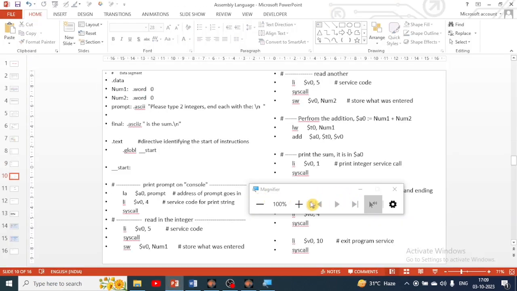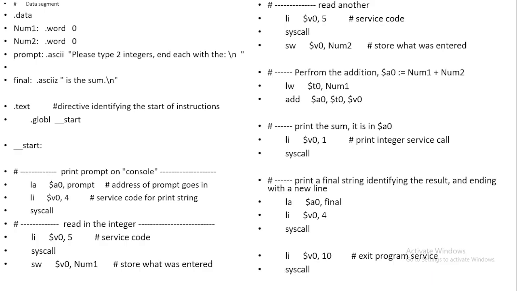Now after that, see this example. This is a very nice example. Here we are taking two numbers, num1 and num2, both of type word, and we have initialized them to 0. Then we have taken a label prompt of type .ascii, and we are asking the user to enter the two numbers. Finally we have taken one final label of type .asciiz, and we have simply written 'is the sum'.